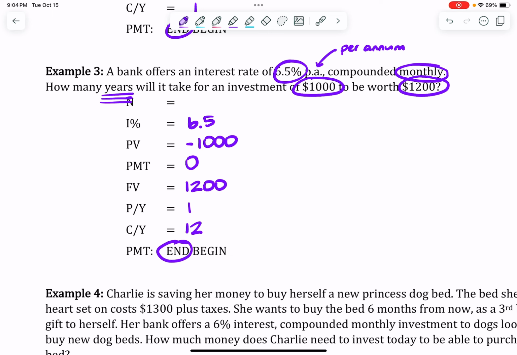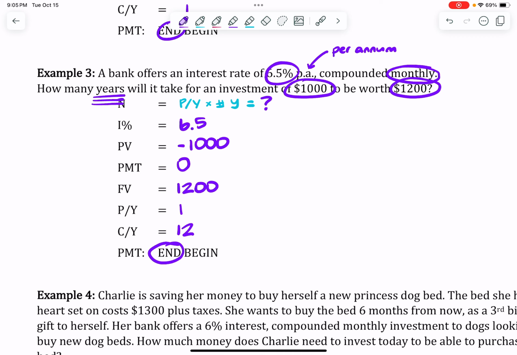Now, remember, N doesn't actually stand for the number of years. N stands for the number of payments. And we calculate N by saying the payments per year times the number of years. So whatever value we end up getting, we don't know what it is, I'm going to put a question mark for N. But technically, that N value is not always the same as the number of years. It can be, depending on what P/Y is, but it is not always going to be identical.